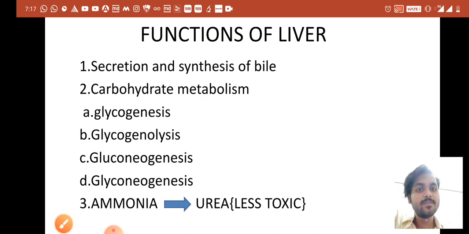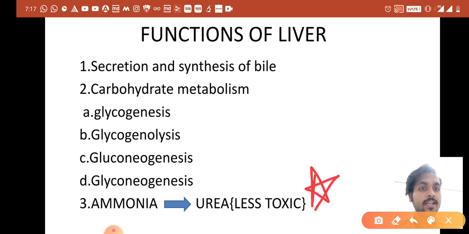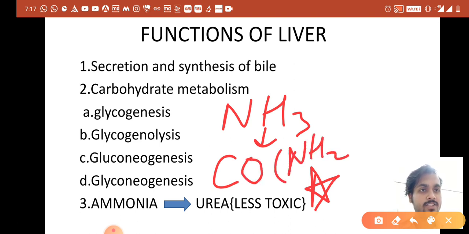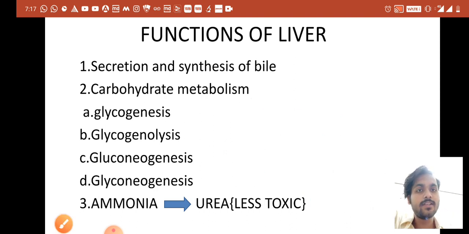And a very important function of liver is conversion of ammonia to urea. Ammonia formula is what? NH3. It is converted to less toxic urea, that is CO(NH2)2. This is urea and that is ammonia.